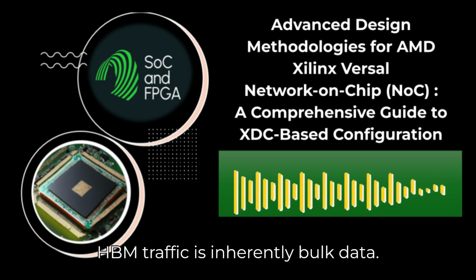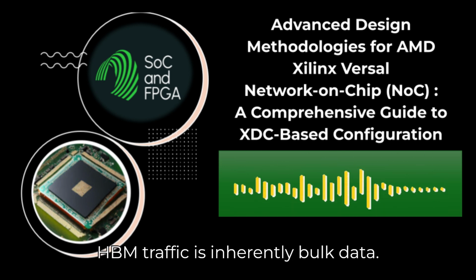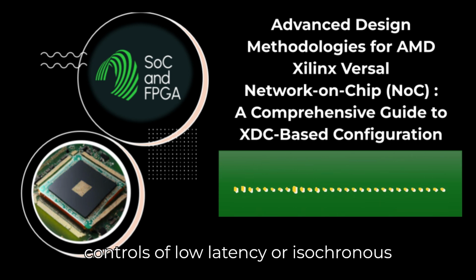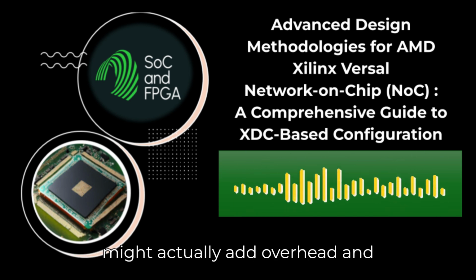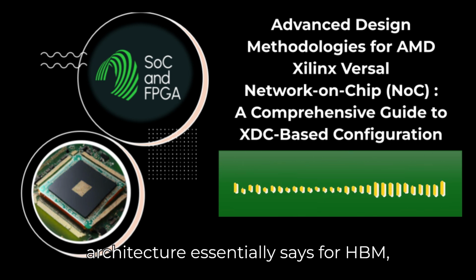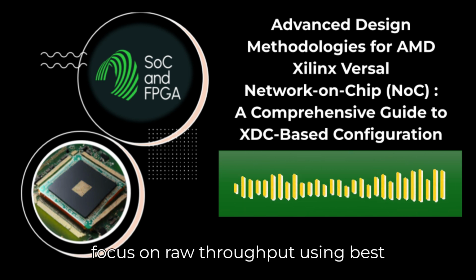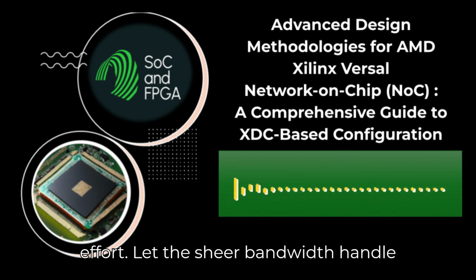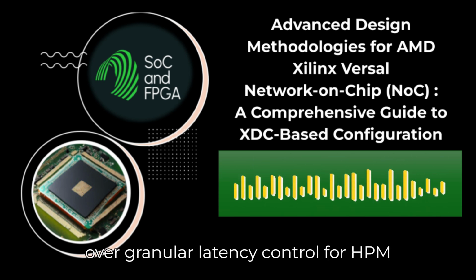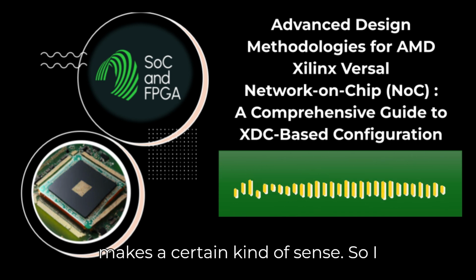The thinking is that HBM traffic is inherently bulk data. Trying to manage it with the fine-grained controls of low latency or isochronous might actually add overhead and complexity, slowing things down. So the architecture essentially says, for HBM, focus on raw throughput using best effort. Let the sheer bandwidth handle it. Huh. Okay. Prioritizing throughput over granular latency control for HBM makes a certain kind of sense.